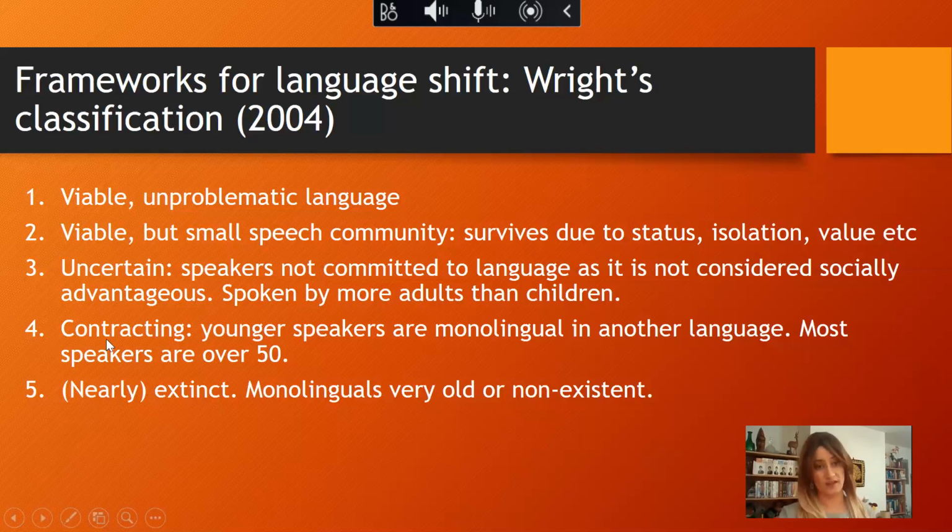Contracting, so this is the fourth category, and this is where younger speakers are monolingual in another language, so not in the local language, okay? And most speakers are over 50, crucially over childbearing age, so unlikely to have any more children, unlikely to have that first generation contact with children and the opportunity to teach them their ancestral language. And then we get to the point where the language is extinct because there are no monolinguals left, or nearly extinct because the monolinguals are very old.